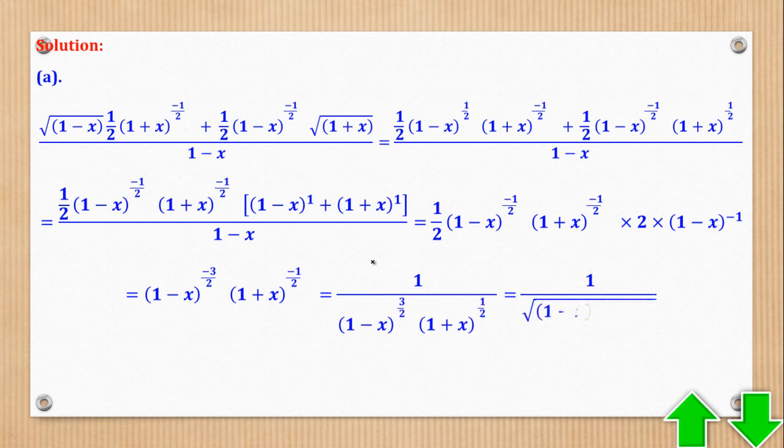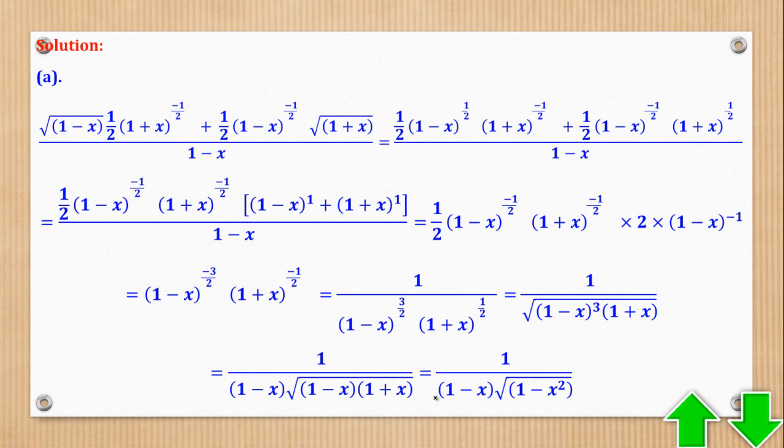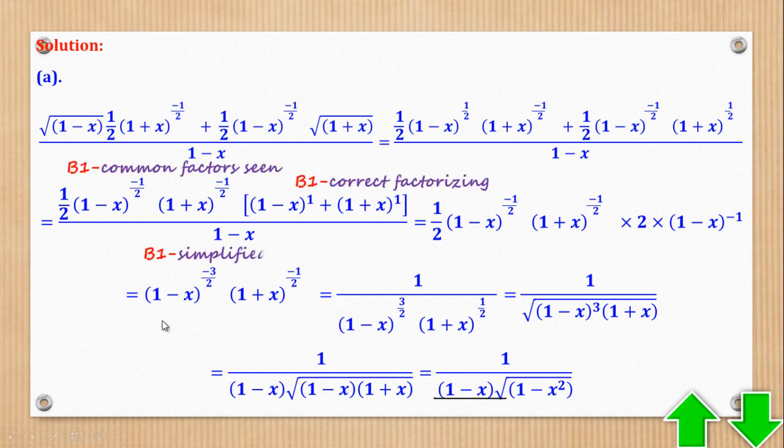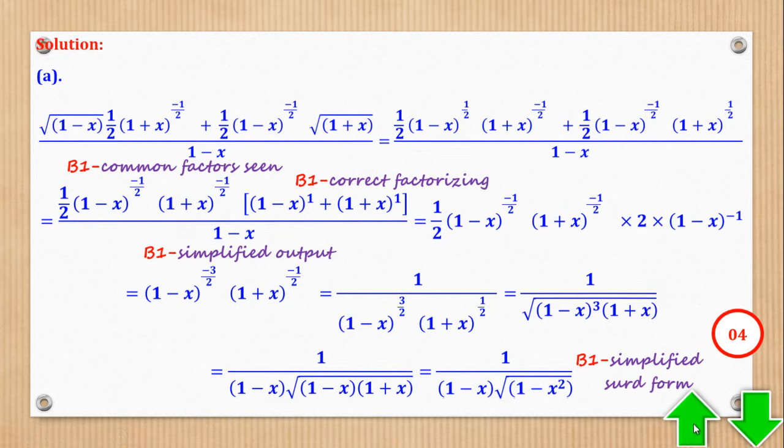Then I can make them positive indices by taking them down. Then I can put a third, which can be simplified to give you this. So that's what they wanted in part A. Now let's go to part B.